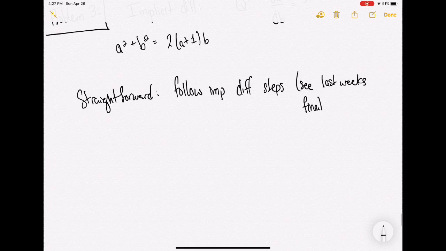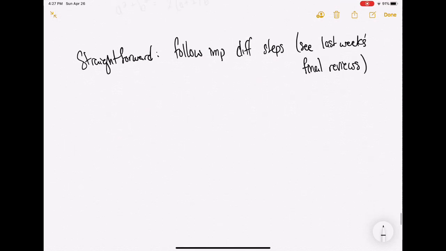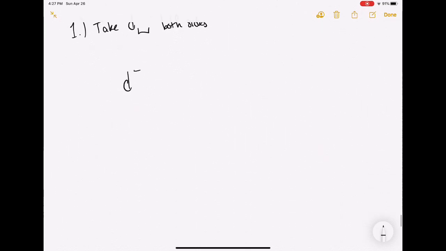Final reviews. I cover the steps in both of them, so I'll just write down me going through the steps now. So step 1 is take d of everything, both sides. So here we go, d of a squared plus b squared equals d of 2a plus 1 times b.